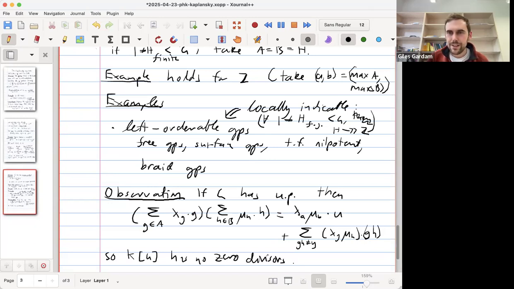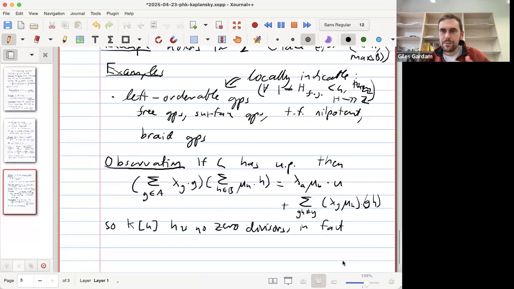And in fact, something stronger is true. KG has no non-trivial units. In fact, more strongly, the unit conjecture is true. Right, so the argument I just gave you is not enough to conclude that the unit conjecture is true, because maybe this unique product U is exactly the identity element of the group and everything else cancels.